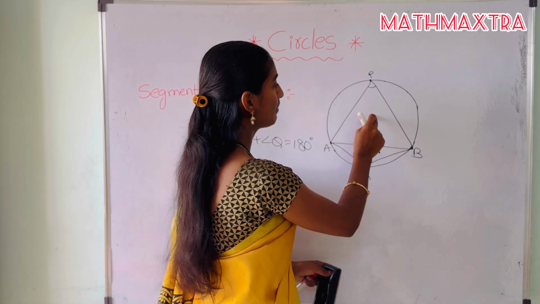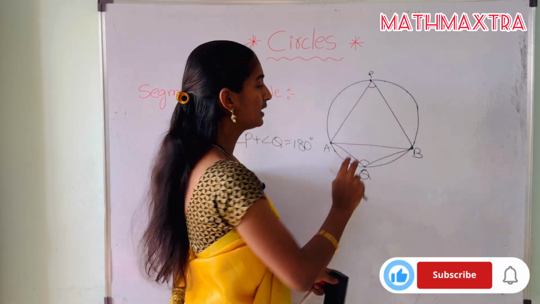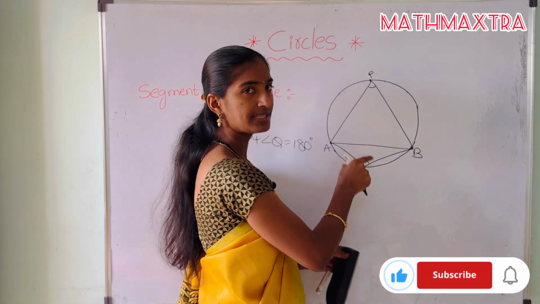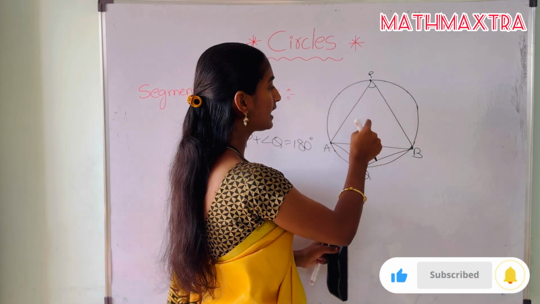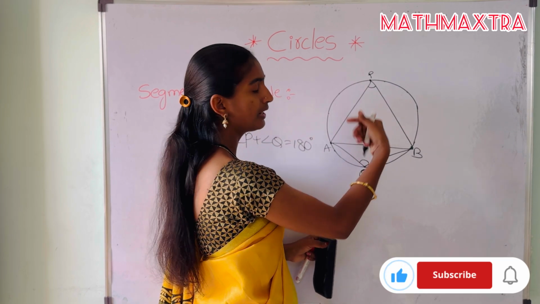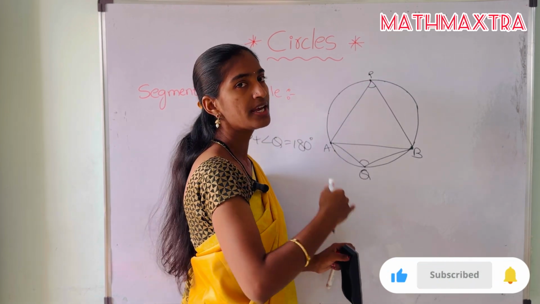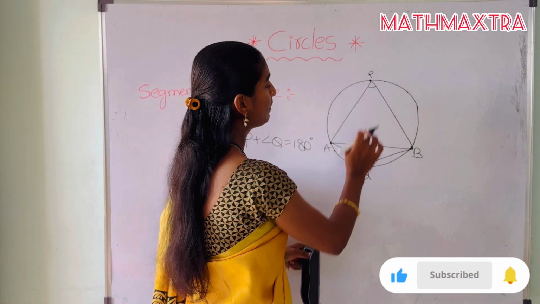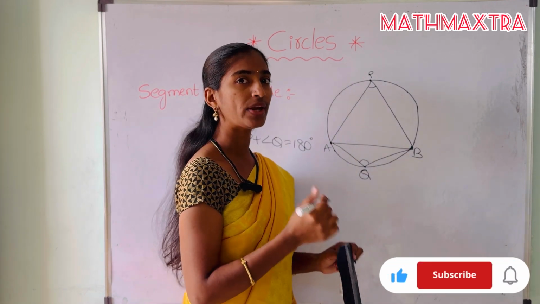This is a major segment, this is a minor segment. These are the angles subtended by the same chord, this chord AB only. So the angles subtended by the same chord in the alternate segments are always supplementary to each other, which is angle P plus angle Q equal to 180 degrees.